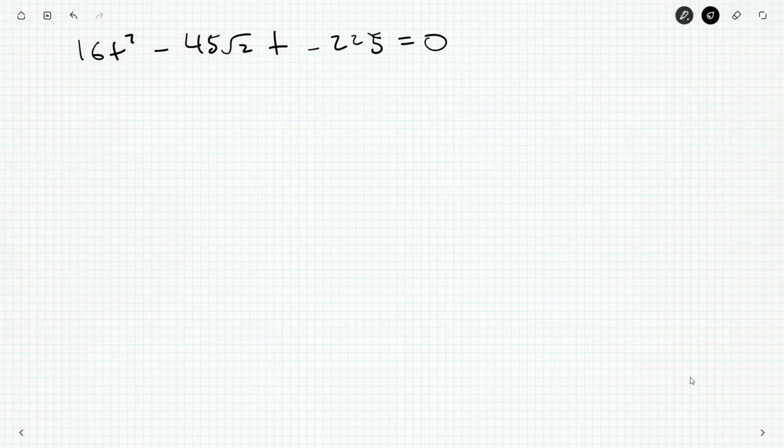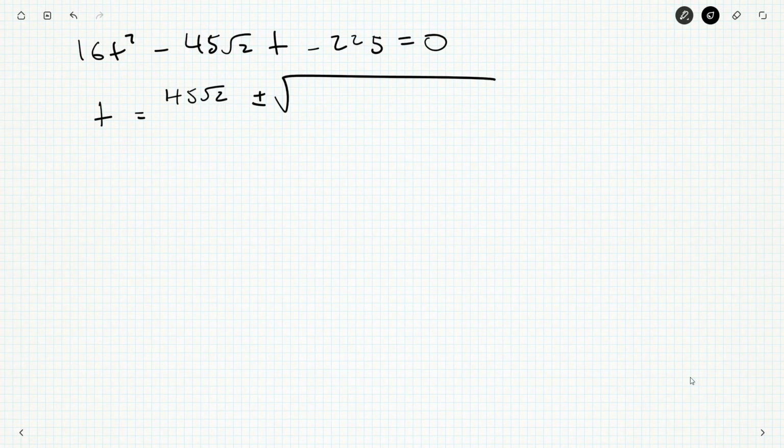Alright. So this doesn't easily factor that I can see. I mean, there might be people out there who can factor better than I can, but when in doubt, quadratic formula. So t equals negative b plus or minus the square root of b squared. So that's going to be 2 times 45 squared. I'm going to grab my calculator here.